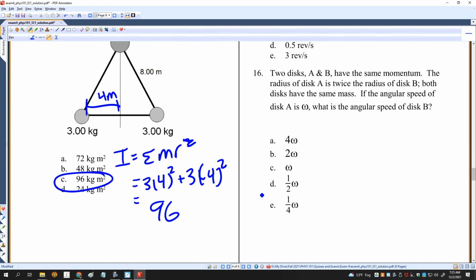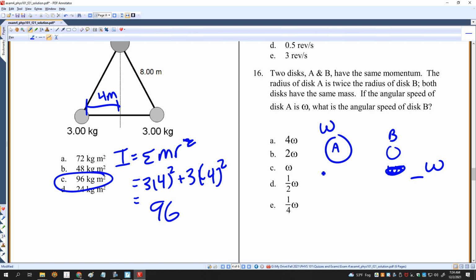Two disks have the same momentum. The radius of disk A is twice the radius of disk B. So here's A, here's B. Both disks have the same mass. The angular speed of disk A is omega. What is the angular speed of disk B? So it's something times omega.